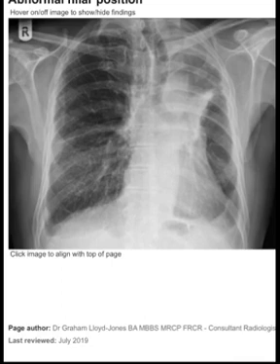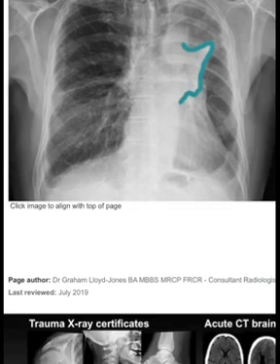Now, abnormal hilar position. The left hilum is large, dense, and pulled laterally and upwards to the left. The trachea is deviated towards the left, indicating the loss of lung volume in the left hemithorax. Clinical details: history of left hilar malignancy treated with radiotherapy. And diagnosis is radiation fibrosis.